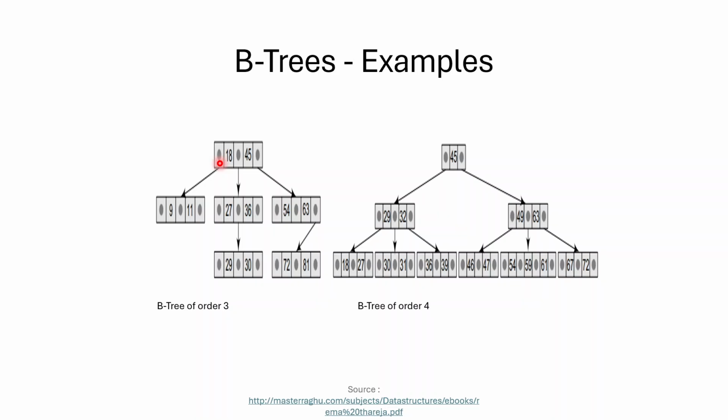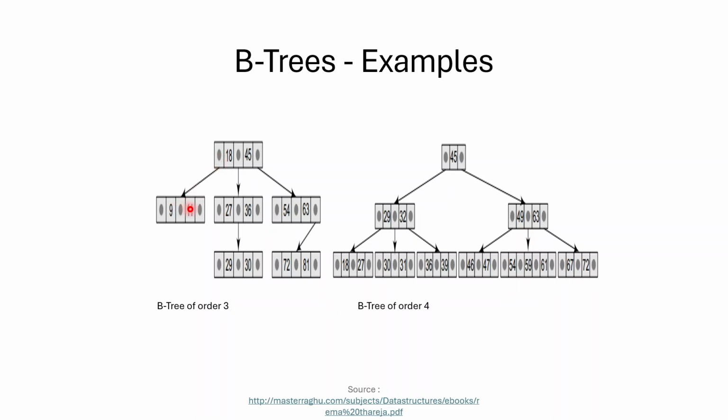Whichever is less than 18, we have it on the left node. And whichever is between 18 and 45, we have in the center node. And whichever is more than 45 will be on the third pointer. That's the meaning of an M-way B tree. So the first pointer has values less than 18, the second pointer has values between 18 and 45, and the third pointer has values more than 45. You can see it over here. Whichever is lesser than 18 comes in the left pointer.